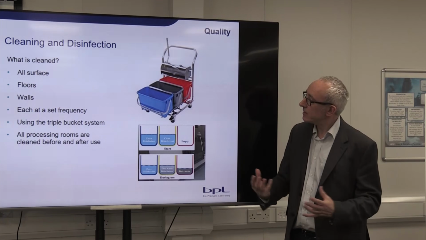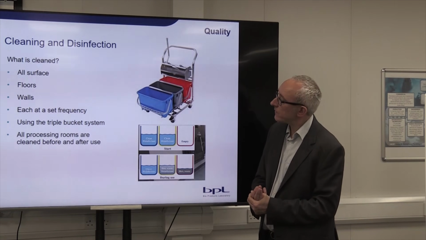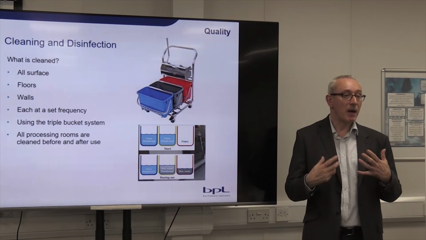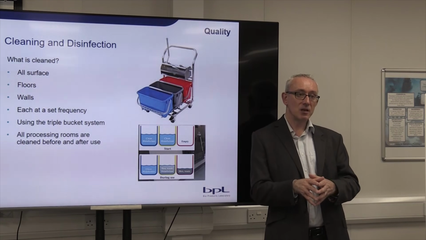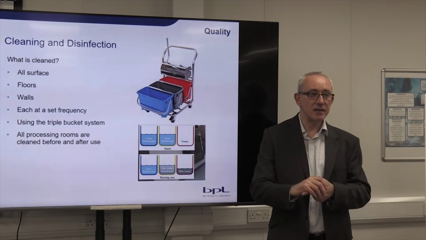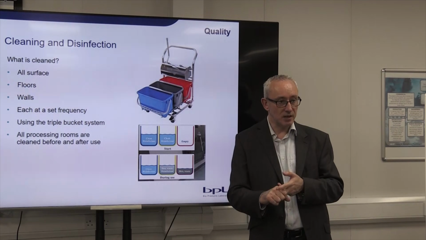Okay, so what is cleaned? All surfaces, floors and walls, and these happen at different frequencies. It depends on the grade of the clean room. So remember the A, B, C, D. The A's and B's get cleaned and disinfected more often than the C's and D's.